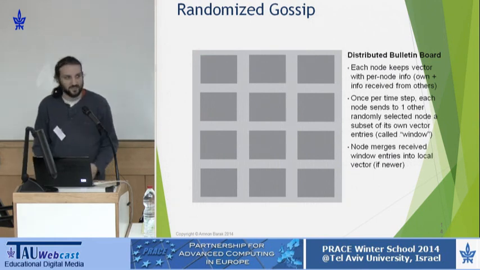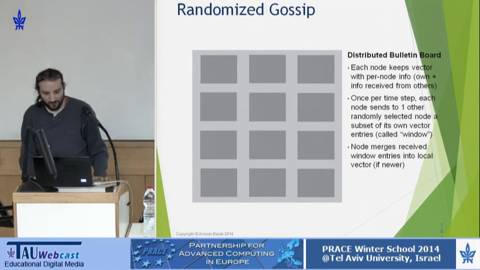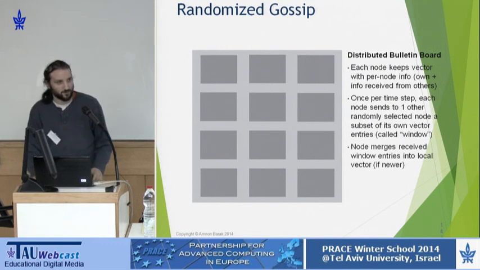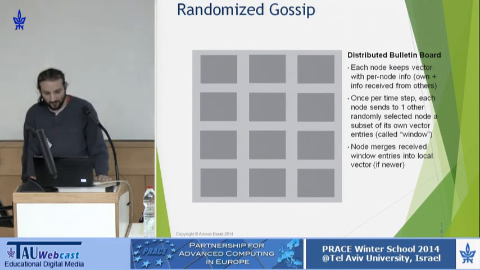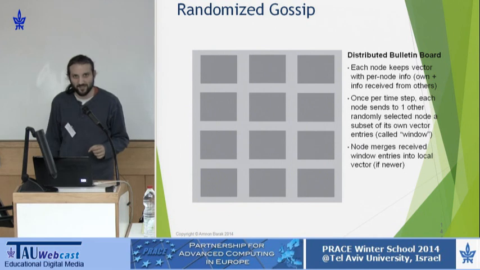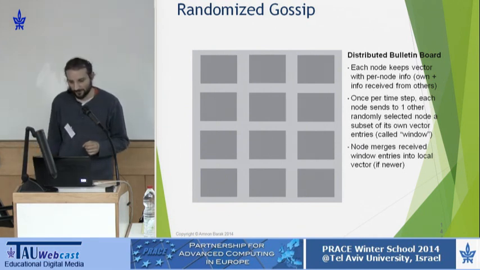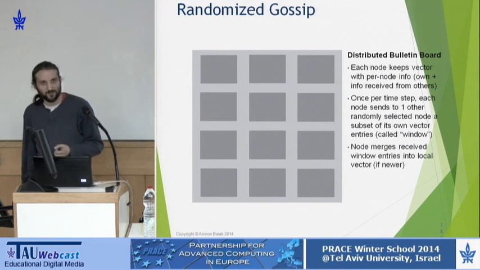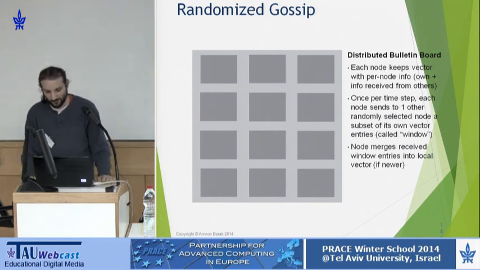So what we use is something known as randomized gossip. We use a distributed bulletin board. Each node keeps one vector with the information about what it knows. And once each step, the node sends one message to a randomly chosen node. This is called a window. It sends the message about itself and a few other nodes that it has fresh information about. The node that received the message merges the window into its local vector.